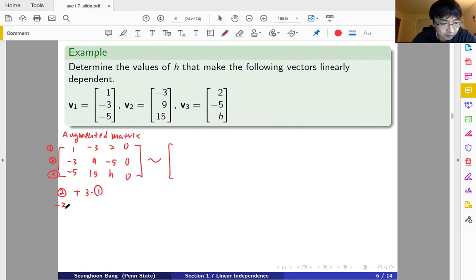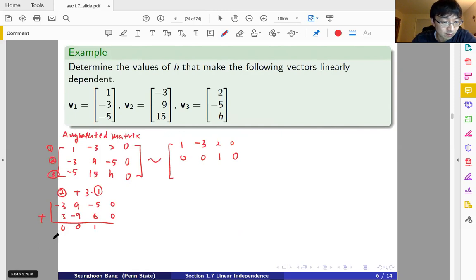The second row is -3, 9, -5, 0. The 3 times the first row: 3 times 1 is 3, 3 times -3 is -9, 3 times 2 is 6, and 0. And add it: 0, 0, 1. So the first row you can keep. The second row: 0, 0, 1, 0.